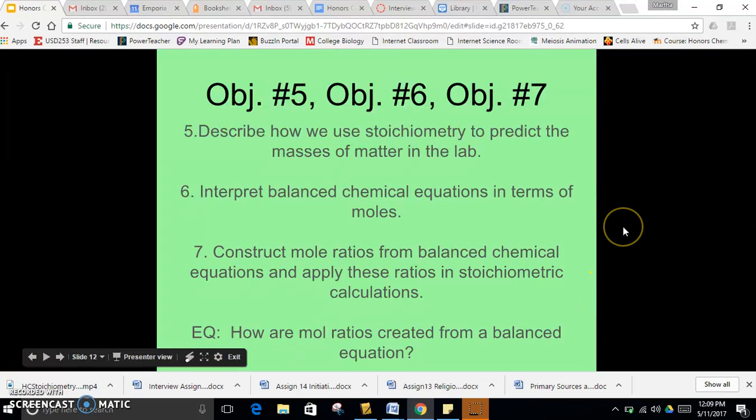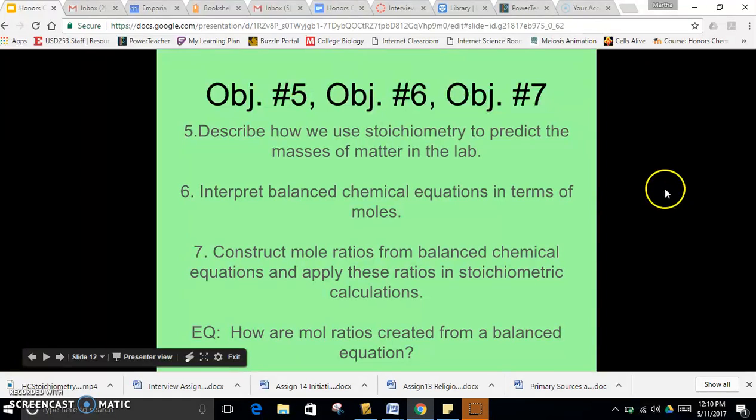Right, so this is the screencast for objectives 5, 6, and 7. We're going to cover all three of these at the same time. We're going to talk about how we can use stoichiometry to predict masses, which you have already learned how to do by going from the number of moles to grams using the molar mass. We're going to interpret a balanced chemical equation in terms of moles and construct some mole ratios.